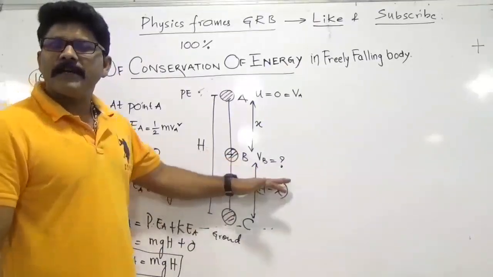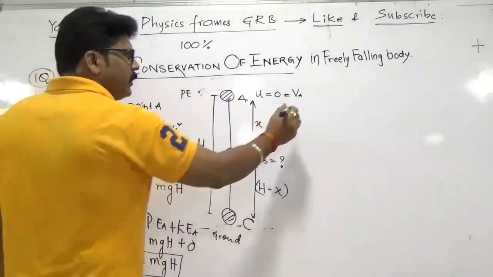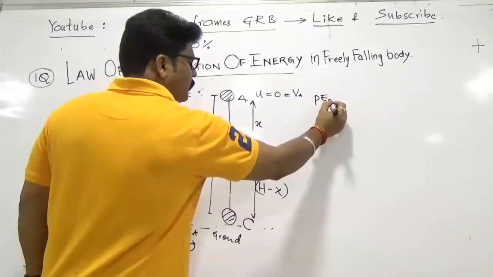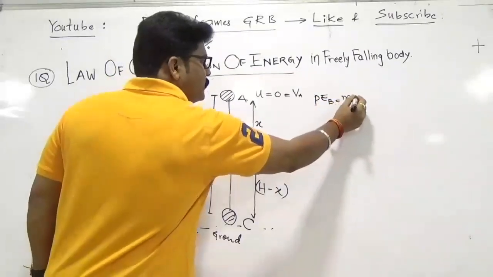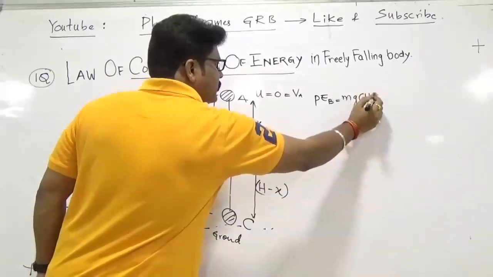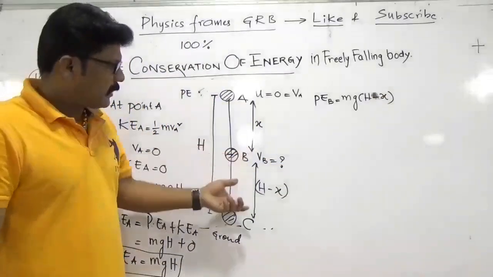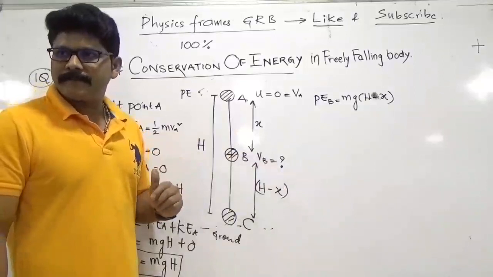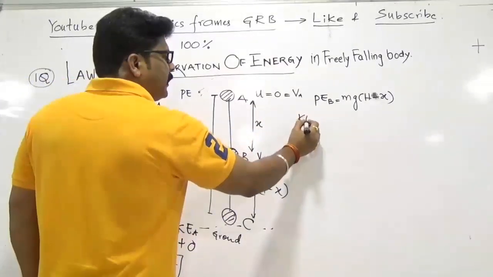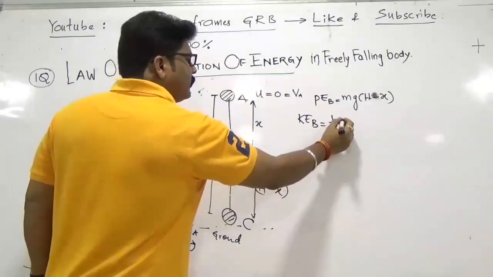How much? H minus x. Now potential energy at point B is equal to mg into (h minus x). Okay. Is it clear? Because it is at a height of what? H minus x. Now next, kinetic energy, we want kinetic energy at point B equals half m V B square.